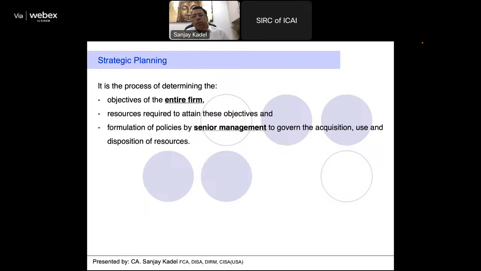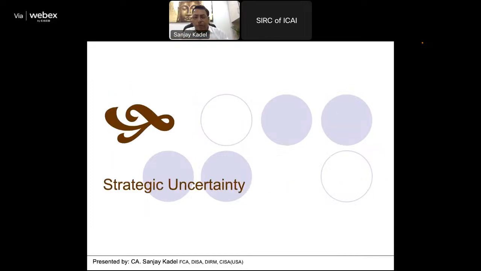So when I say strategic planning, it is the process of determining the objectives of the entire firm, resources required to attain these objectives, and formulation of policies by senior management. So if you observe, senior has come, entire firm has come, and this becomes critical. So it is strategic planning. It is not any normal planning activity.